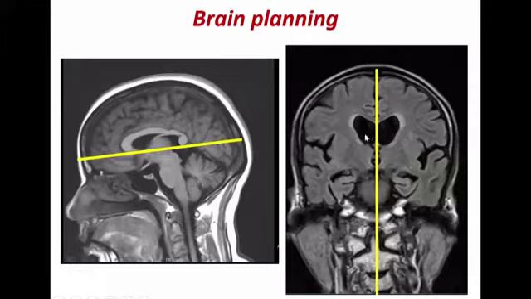So in the brain, most of the time it is like this, whatever the pathology. Even if it's a pituitary, you will still do your axials and sagittals in this fashion.